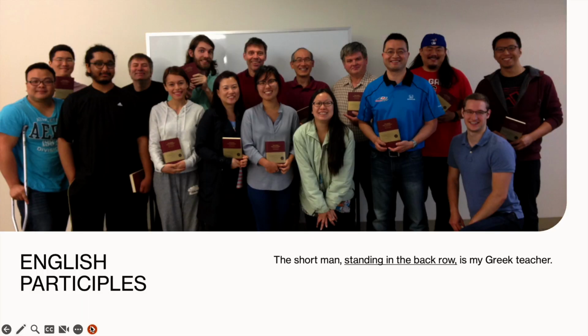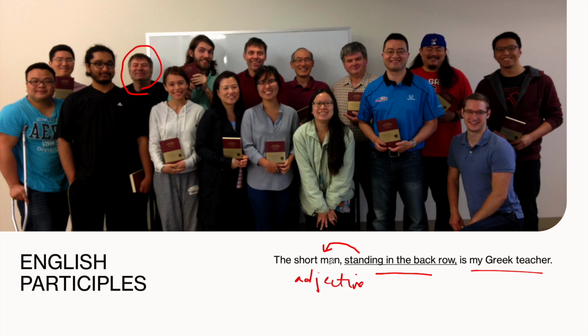Here's an example of another English participle. This is a picture of one of my Greek classes from many, many years ago. This is the day that they received their Greek New Testaments, and they're all standing there smiling, which is encouraging to me. And I'm the guy in the back row here. That's me before I had my beard. So, the short man standing in the back row is my Greek teacher. This one is acting as a true adjective, telling us a little bit about the short man. You could have said the short man in the back row is my Greek teacher. The short man is my Greek teacher, but we want to give a few more details here. So, the short man standing in the back row is my Greek teacher.